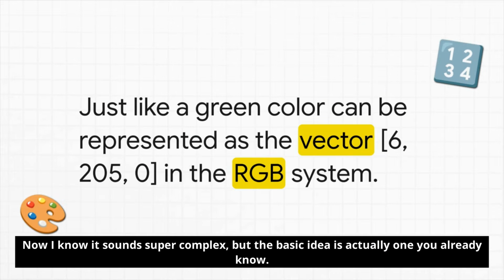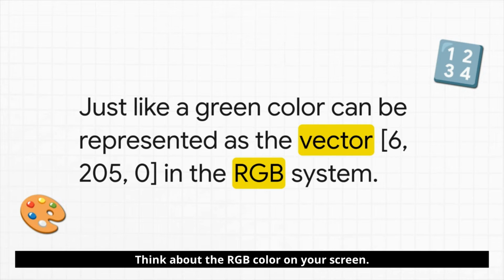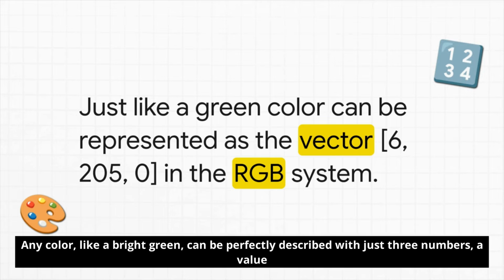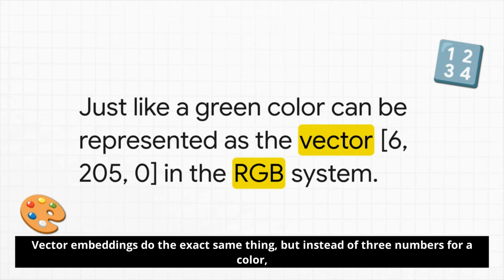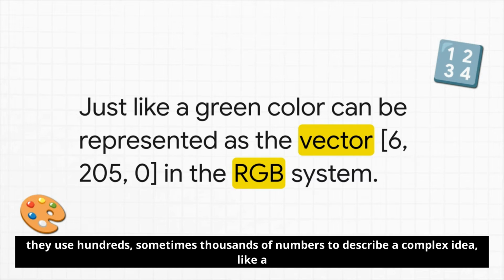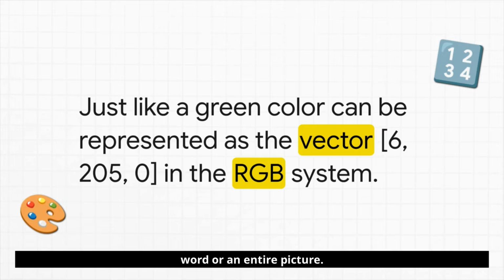Now, I know it sounds super complex, but the basic idea is actually one you already know. Think about the RGB color on your screen. Any color, like a bright green, can be perfectly described with just 3 numbers, a value for red, a value for green, and a value for blue. Vector embeddings do the exact same thing, but instead of 3 numbers for a color, they use hundreds, sometimes thousands of numbers to describe a complex idea, like a word or an entire picture.